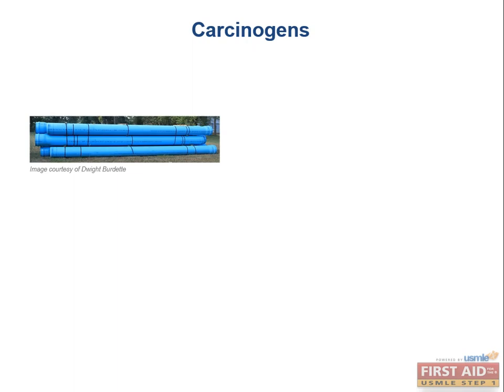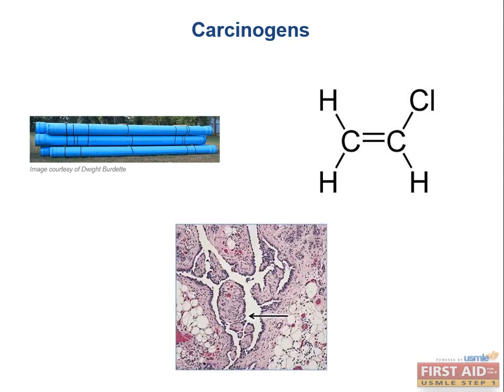PVC pipe. Vinyl chloride. Polyvinyl chloride. What is that associated with? Here's the compound. What type of cancer? We talked about it earlier. We did, actually. Here it is. What is this? Angiosarcoma of the liver. And there's other carcinogens that cause this as well.